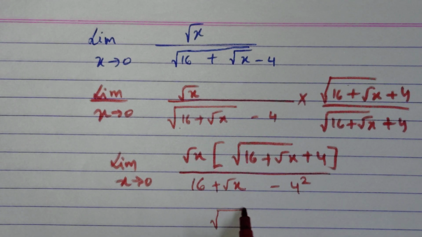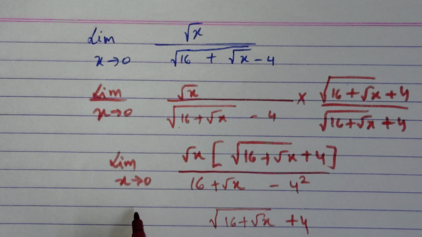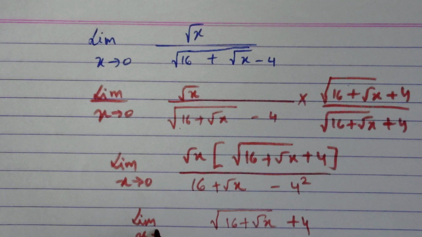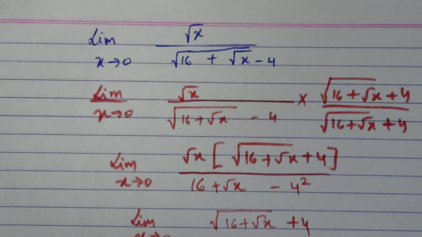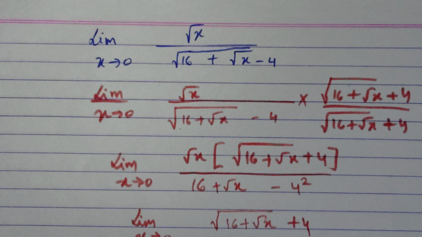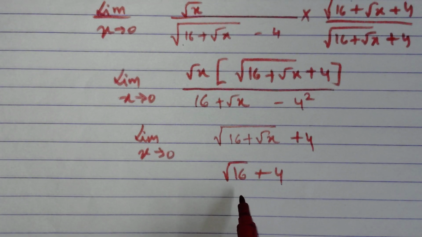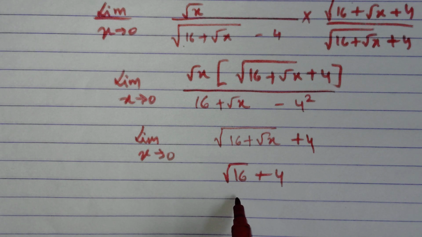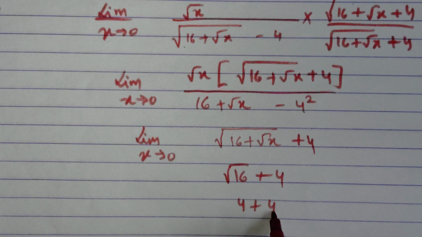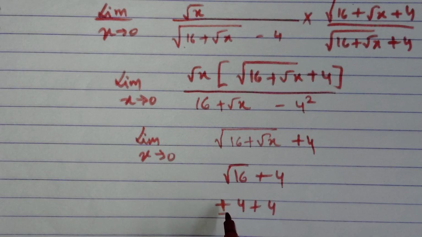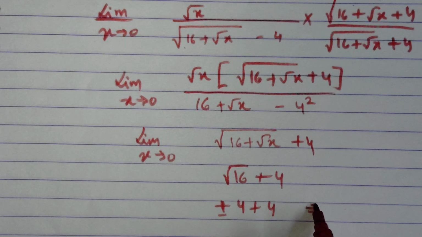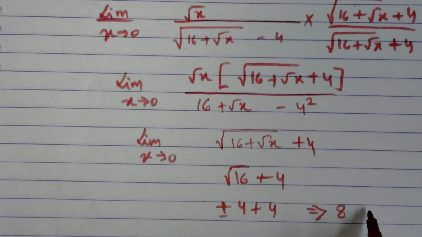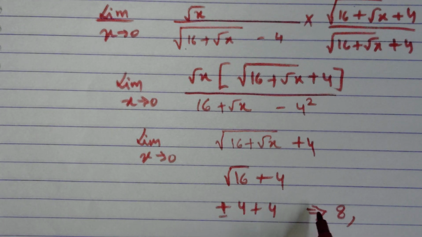So finally we get square root 16 plus square root x plus 4, and limit x tends to 0, we replace x equal to 0. We get square root 16 plus 4. Square root 16 is 4, so 4 plus 4. Square root 16 is plus or minus 4. So if plus 4 is there, then we get 8 as the answer. If minus 4 is there, then minus 4 plus 4 is 0. So this is the answer.